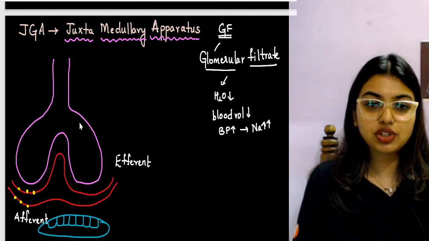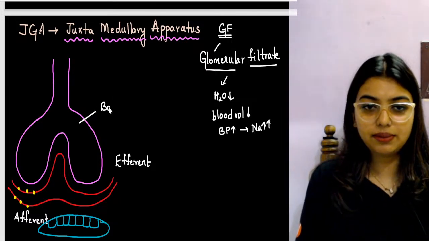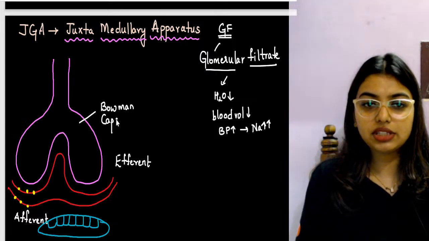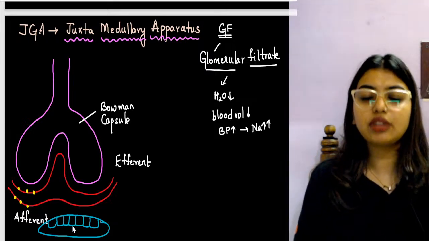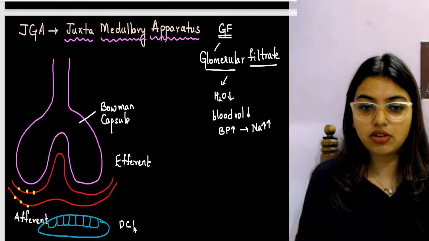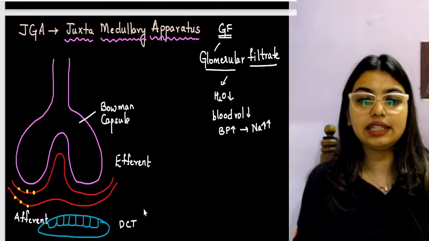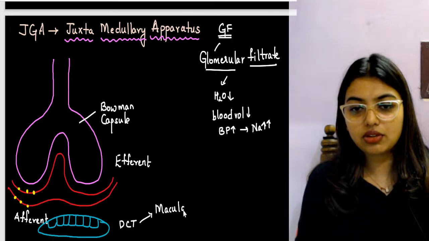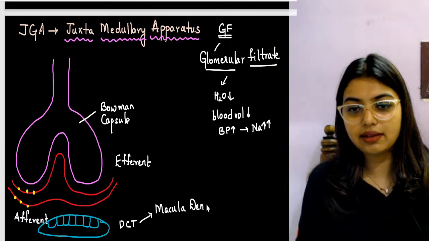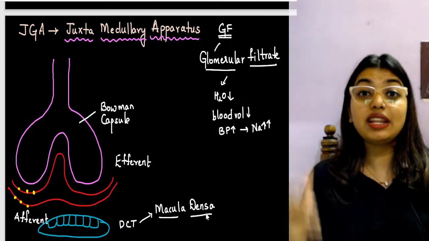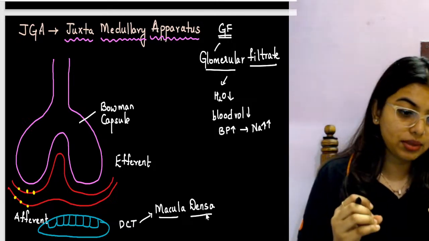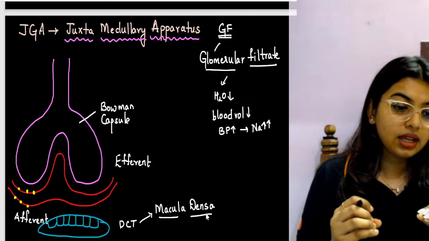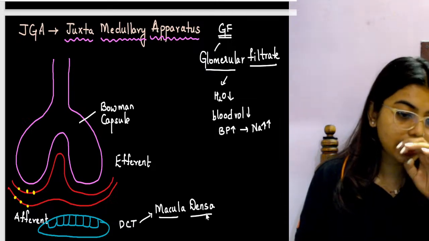Now this portion which you're seeing here is your Bowman's capsule, and what you're seeing down is your glomerulus, and near to that only you're going to see your DCT, that is the distal convoluted tubule. In the DCT there are some specialized cells called macula densa. What is it called? Macula densa. This macula densa will recognize that the GF has some problem.